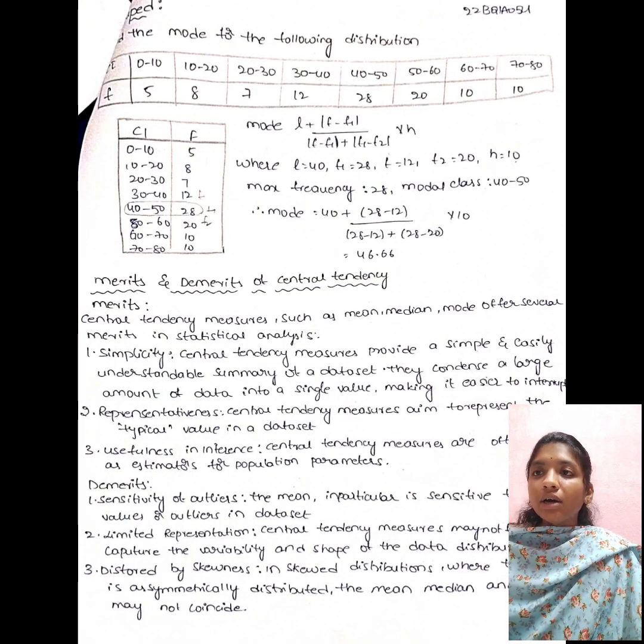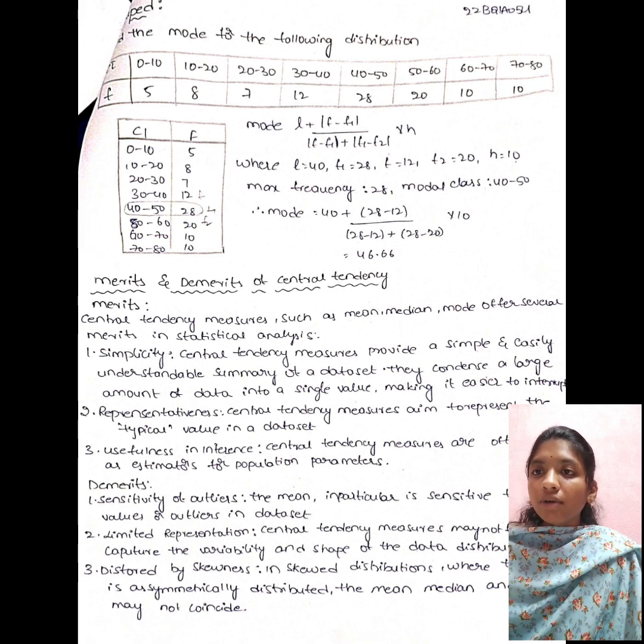For grouped data, here we have a table with cumulative frequency, class interval and frequency. We construct a table, and to find the mode, here is the formula. We substitute these values in the mode formula for grouped data.